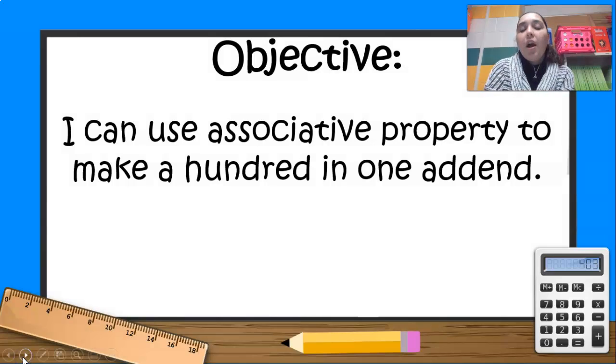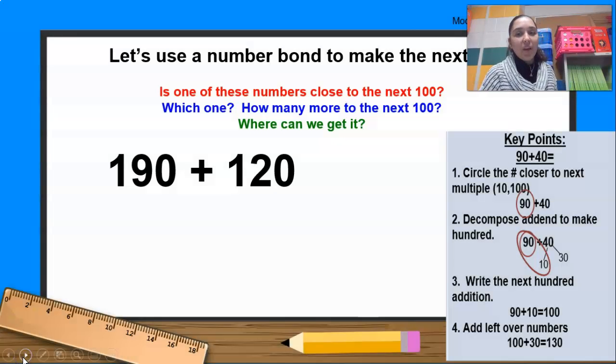So what's our objective for today? We're going to use the associative property to make 100 with an add-in, boys and girls. So here we go. Let's look at this. In the past, we used number bonds to make the next 10. Well, let's do it here to make our adding easier, then we add the 100. So look, I have 190 plus 120.